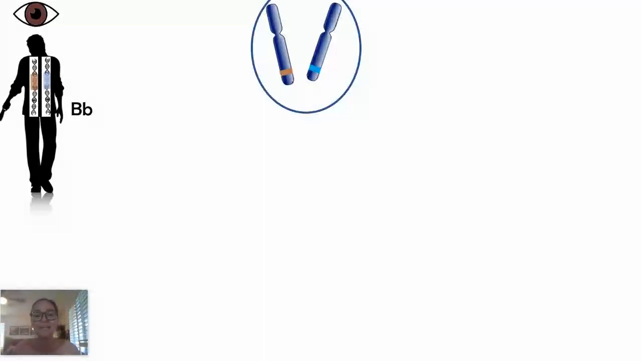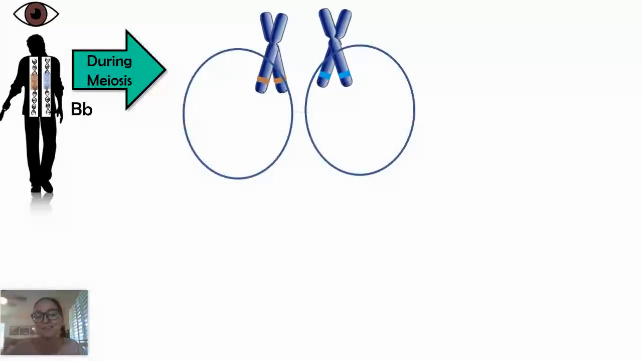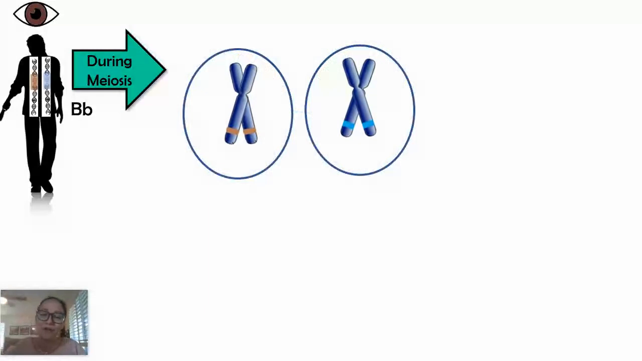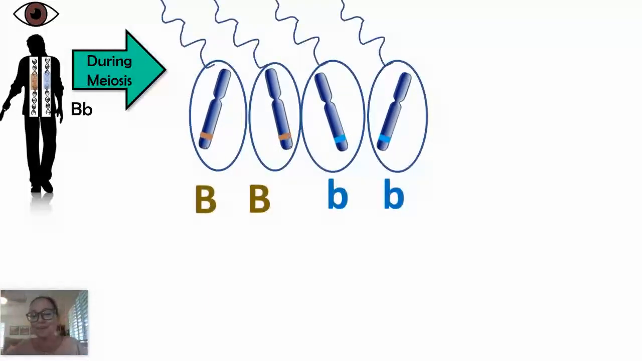So somehow he needs to divide his 2 copies so that only one is passed to the offspring, and that's where meiosis comes into play. That's the whole purpose of meiosis, so that each of your offspring inherit only one of each kind of gene. As we go through meiosis, these chromosomes are going to separate. At the end of meiosis, you end up with 4 gametes.